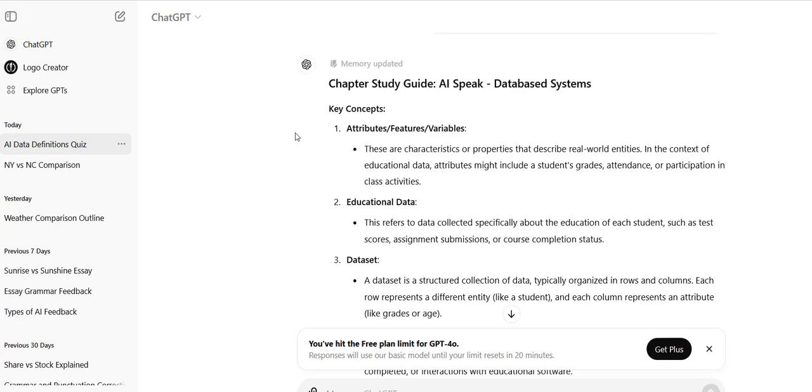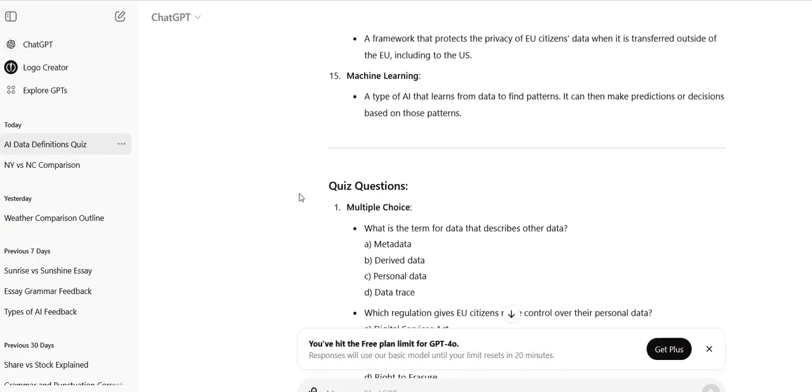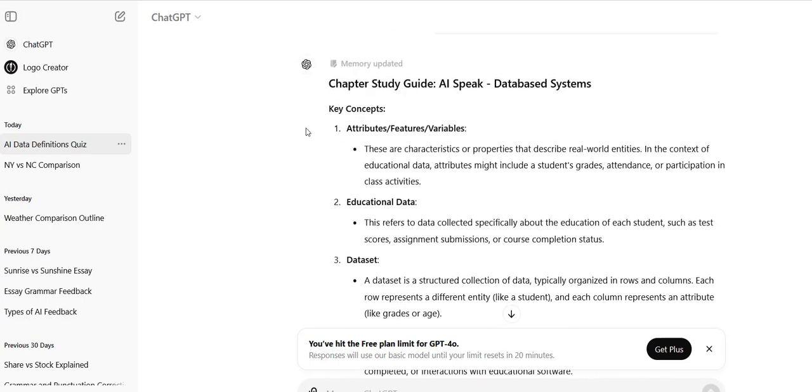Then after you write out all of your index cards, which you can use anywhere, you can type those same words into ChatGPT. Here I typed in all of the different words from that AI chapter. It took me about 20 minutes. The name of the textbook is AI Speak Database Systems.